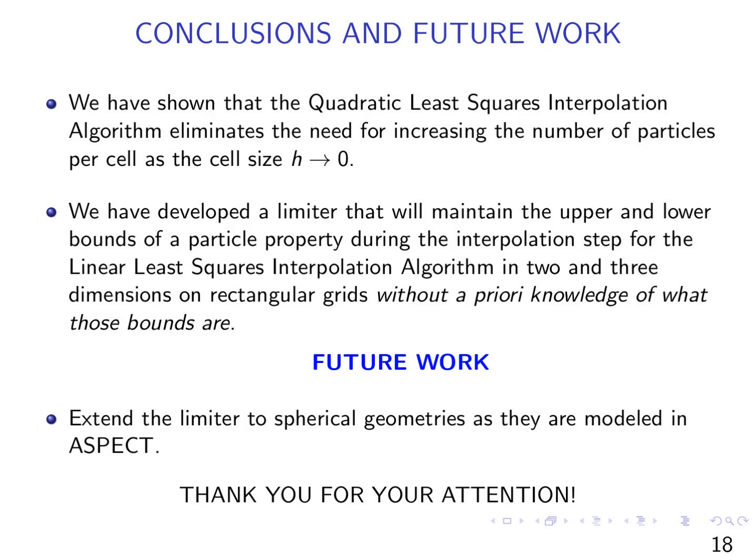So some of the conclusions that we're drawing from this are that the quadratic least squares algorithm is eliminating the need for increasing particles per cell that they had found with the linear least squares as the cell size decreases. We've developed a limiter for this that will maintain the upper and lower bounds of the particle properties during the interpolation step for the linear least squares in 2 and 3 dimensions on rectangular grids without a priori knowledge of what those bounds are. And the future work that we're working on is we're hoping to extend this limiter to spherical geometries as their modeled aspect.